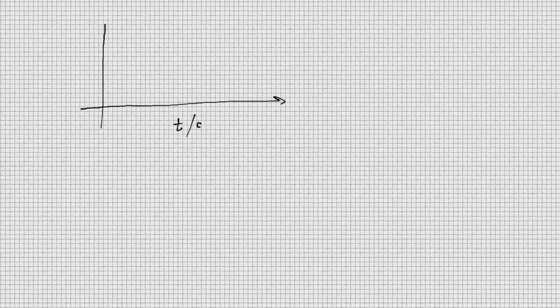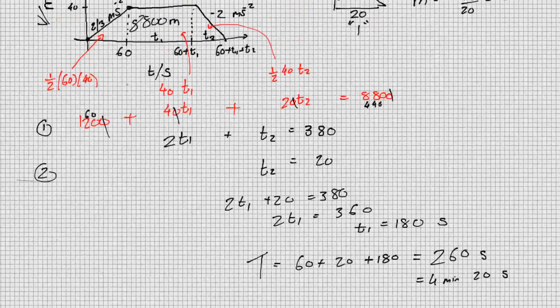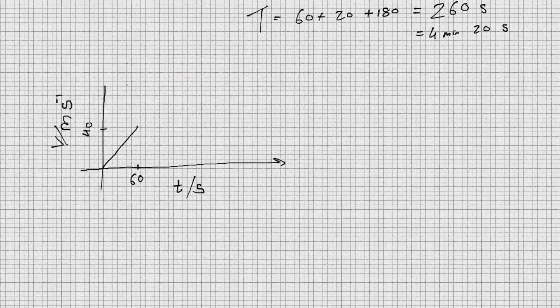Time in seconds, velocity in meters per second. Okay, so the only difference here is the addition of a speed limit for the final kilometer. So what will happen is the car will accelerate up, one would imagine still the first 60 seconds up to 40, because this distance here, we worked it out, is 1200 meters.